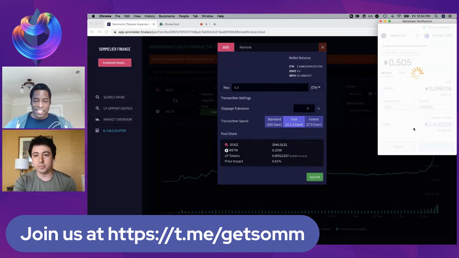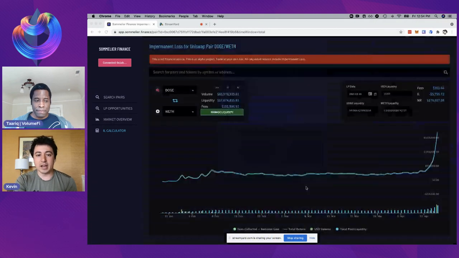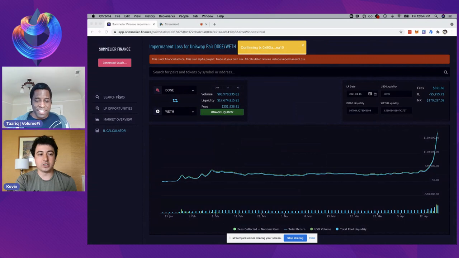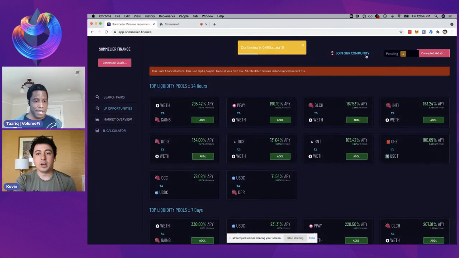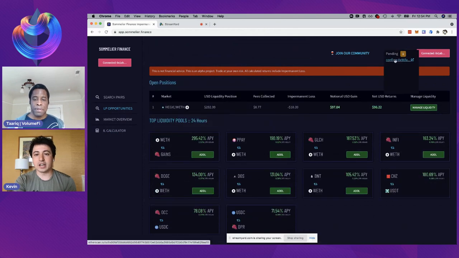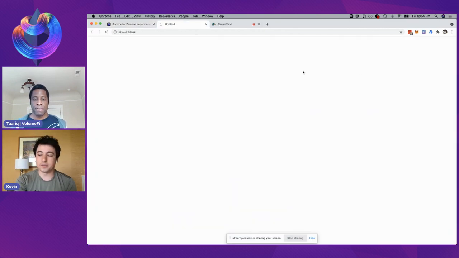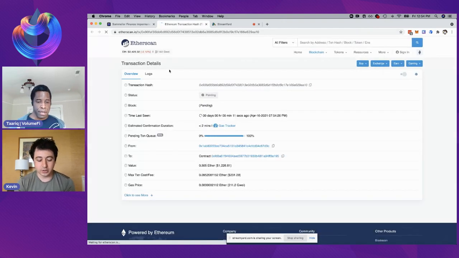So I'm just going to confirm. Yep. And this is MetaMask. I can see that it's submitted. I can see that my TX is confirming on chain. Let me go back to the LP opportunity screen too. I can see that I have a pending transaction and I can check that out on Etherscan. Awesome. Let's do it. This is real stuff. It's hitting the blockchain. Less than 2 minutes. This is fast.